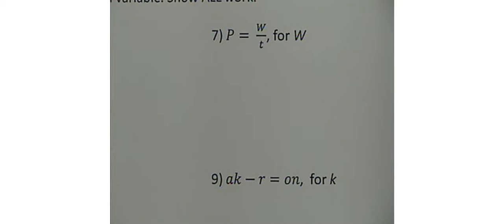The same is true for question 7. Here's my equation. P equals W divided by T, and it says for W. So that means we want to isolate W and get W all by itself. This question is also just one step. Think, how do I get rid of the T? How do I move the T to the other side?